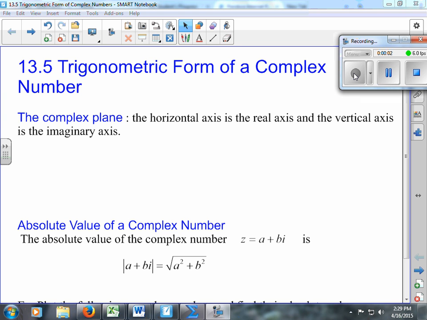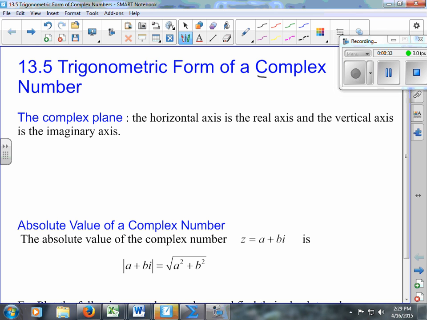Okay, so we are in the final section of chapter 13 right now. This is section 13.5, and the title is Trigonometric Form of a Complex Number. So it does not have all that much to do with vectors. It actually kind of does, and also something to do with polar form as well. There are just a lot of common themes that run through all of these topics. But this is really interesting.